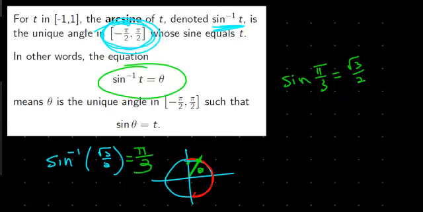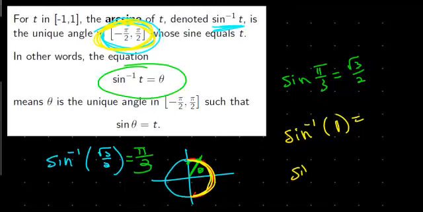So let's say the inverse sine of 1. I need an angle between negative pi over 2 and pi over 2 when the sine of theta equals 1. Well, that is going to be here. So inverse sine of 1 equals pi over 2.